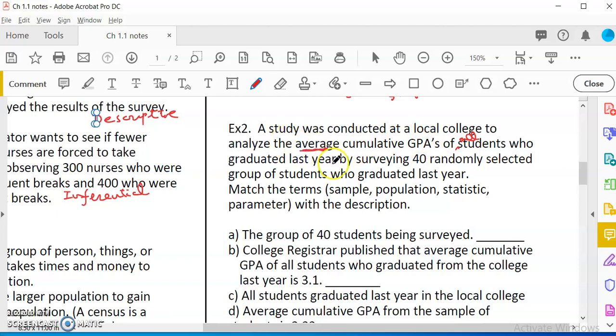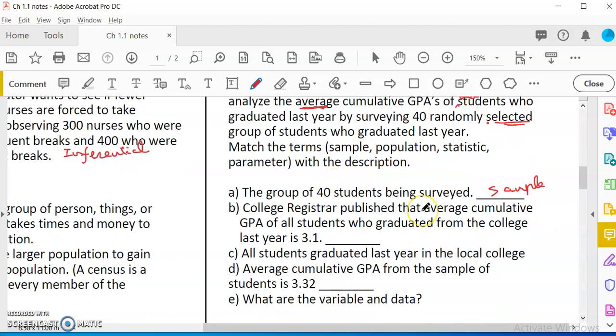So presumably you can get it from the registry if they give it to you, but obviously sometimes it's hard to get that. So you only survey 40 randomly selected students who graduated last year. Match the term: the group of 40 students being surveyed is the sample, right? You just select from the group from the college.